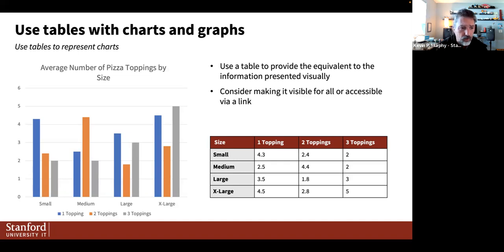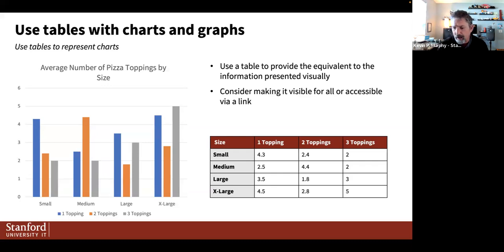Honestly, though, looking at this, I would know the difference between the one topping on a small pizza versus an extra large pizza. It's a value of 4.3 versus 4.5. I can't really see the difference in there. So I like to see the detail information. So make that table available to everybody. It might be better.